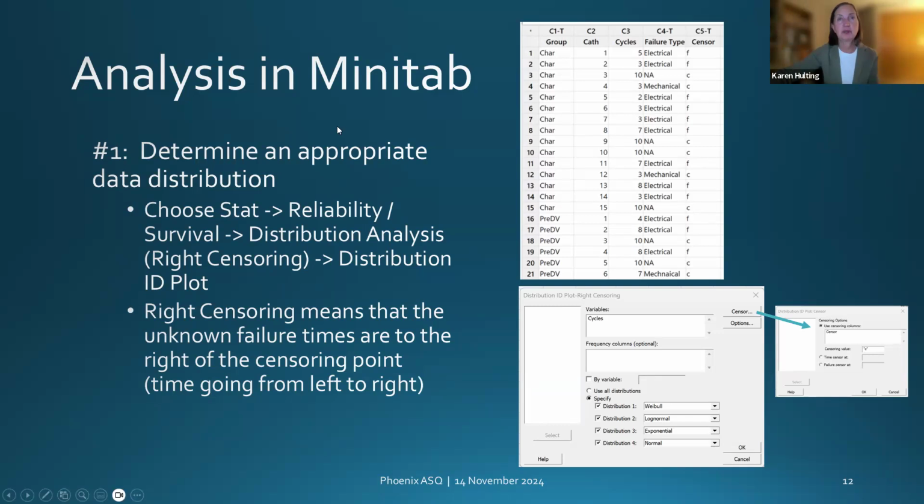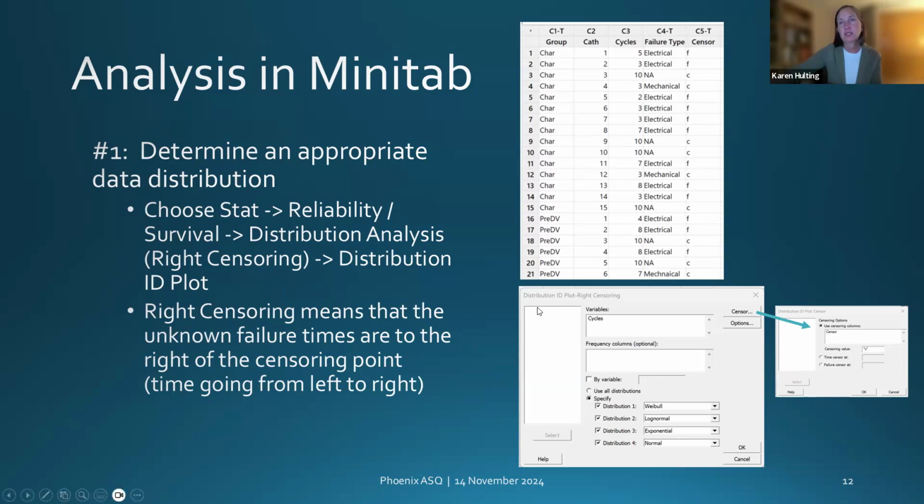And so in Minitab, you would go to the reliability and survival mode, and there's a distribution analysis with right censoring. Now, right censoring means that we've censored the observation at a certain point, and if we could have run that test longer, the real failure point is to the right. If you're imagining a number line going from left to right, the real observation, if we could have seen it, would have been to the right of the censoring point. That's what right censoring means.